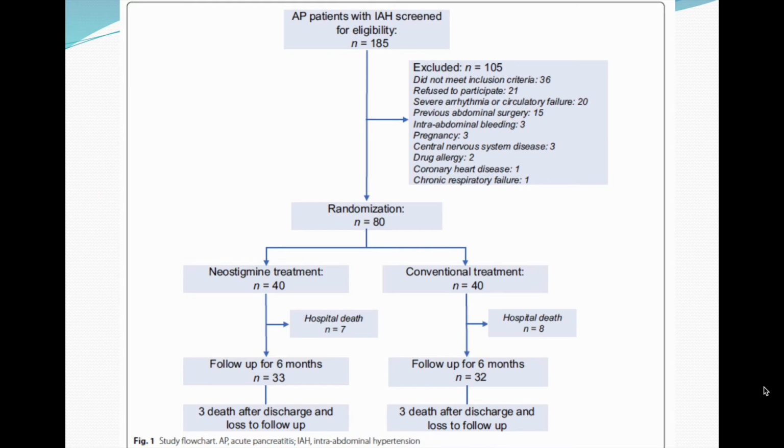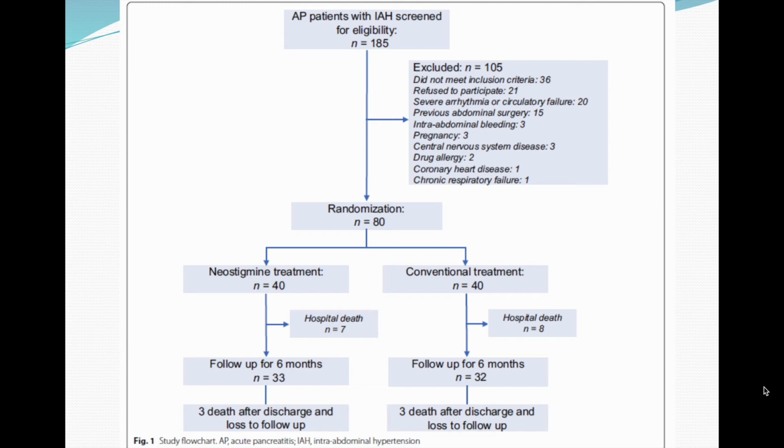So coming to the results, acute pancreatitis patients with IAH, that is more than 12 mmHg, were screened for eligibility. In total it was 185. So 105 were excluded: 36 did not meet inclusion criteria, 21 refused to participate, 20 had circulatory failure or arrhythmia, and the rest other causes. So around 80 were randomized.